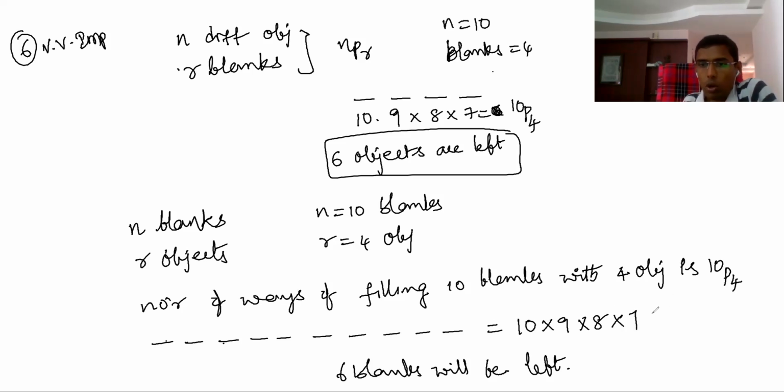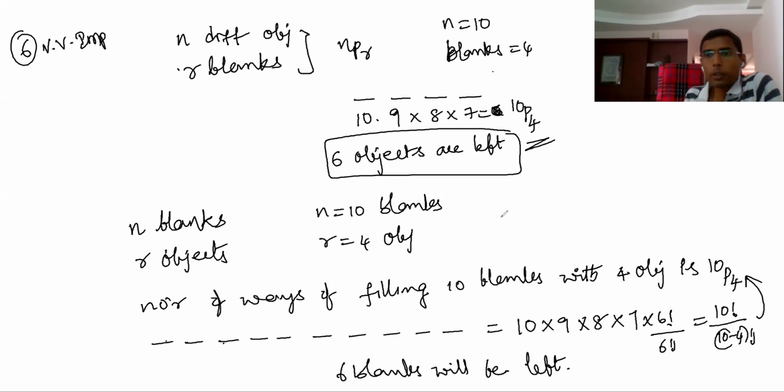So this is also what? Into 6 factorial by 6 factorial. If you put, this is 10 factorial by 10 minus 4, 6 factorial is 10 minus 4. So this is also 10p4. This is also 10p4. So here you should not get confused. What is left here? Here objects will be left. Here what is left? Blanks will be left. But both are the same.